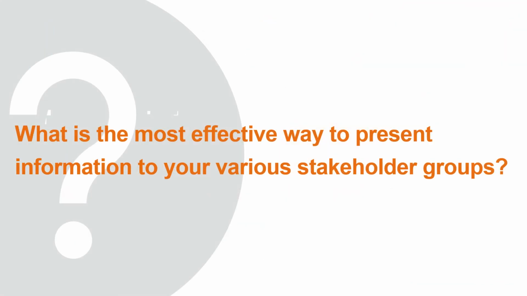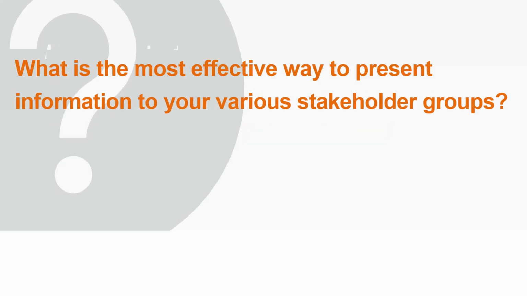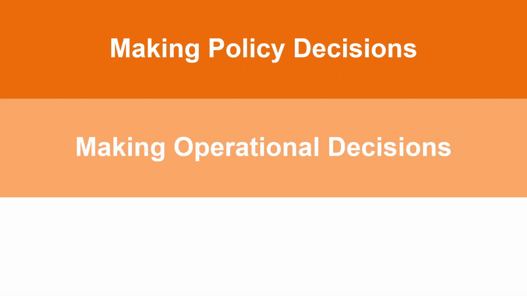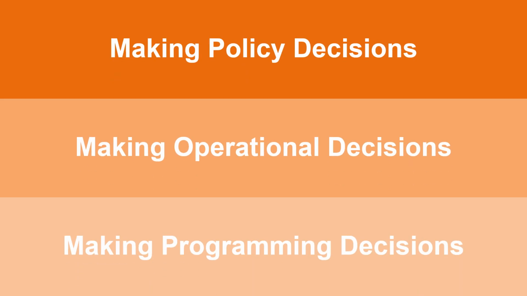Not all audiences need to receive information the same way. So what is the most effective way to present information to your various stakeholder groups? Of course, you need to start by identifying your stakeholders. Are you trying to reach your fellow program officers, senior leadership, policymakers, the general public? Each of these groups has different informational needs. Are your stakeholders making policy decisions, making operational decisions, or making program decisions?